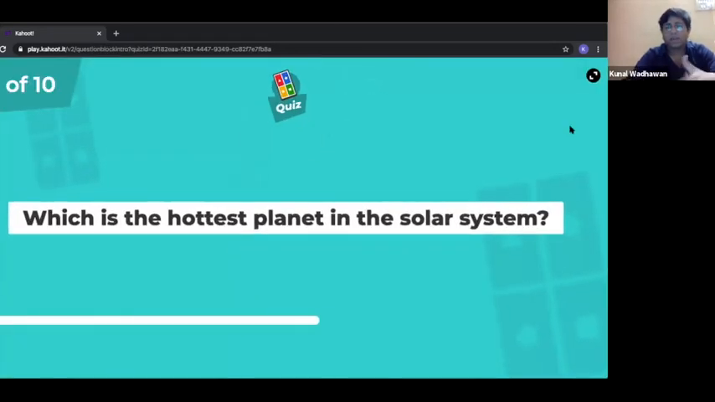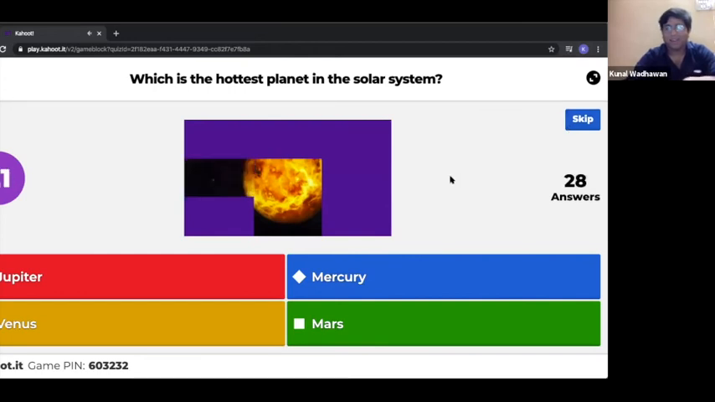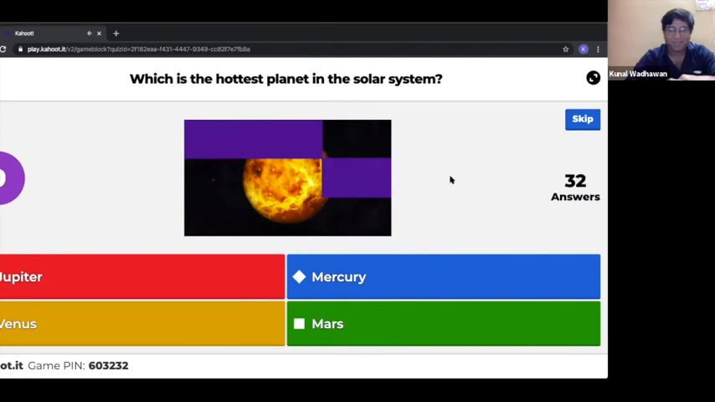Which is the hottest planet in our solar system? Oh, wow. This is interesting. Jupiter, Mercury, Venus, or Mars? Hottest. Okay, you can see the image also. This image is also about to get revealed. I got 30 answers. 31, 32.